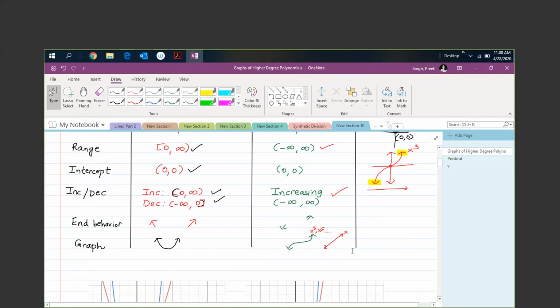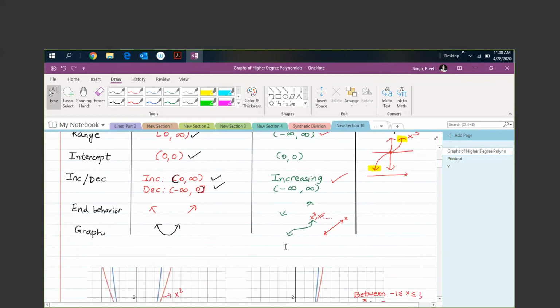Now, all the odd powers imitate the x cube shape except for x. Okay, x is a straight line, y equals x is a linear function with slope 1. But all other odd powers behave the same. The shape is very much the same. So what is the difference?